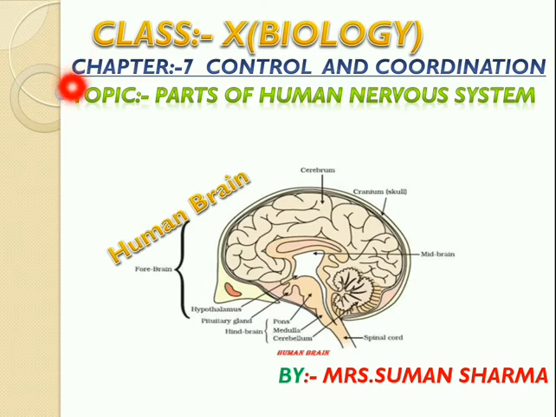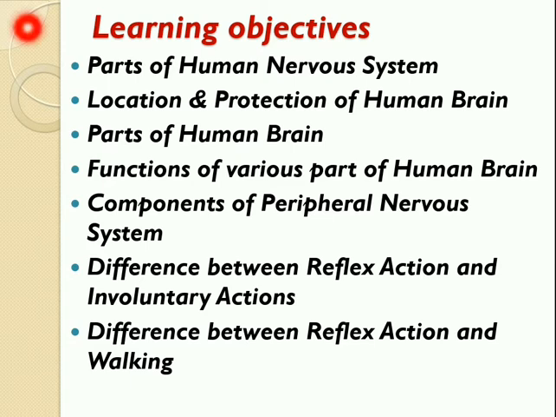Today we will continue chapter 7, control and coordination. The main topic of today's lecture is parts of human nervous system. In today's lecture we will study in detail about parts of human nervous system, location and protection of human brain, parts of human brain, functions of various parts of human brain, components of peripheral nervous system, difference between reflex action and involuntary actions, difference between reflex action and walking.